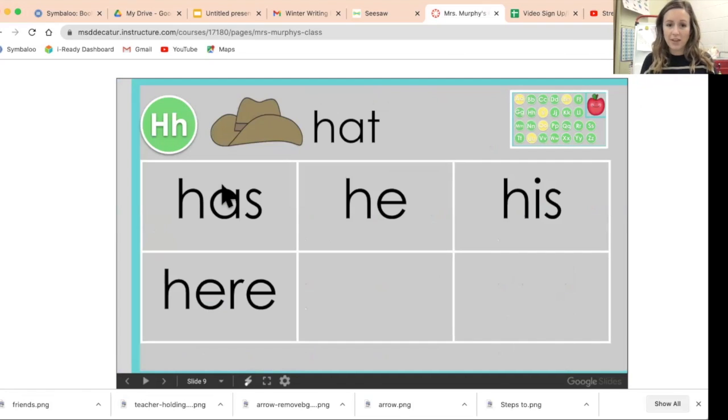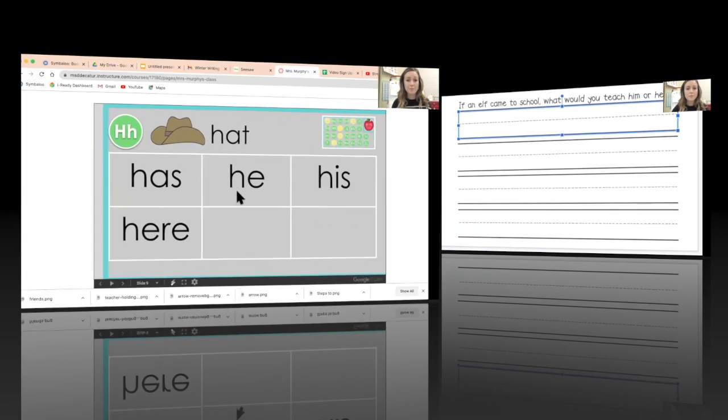This is the same thing that we do in our small groups. This doesn't look like he. There it is. That's our sight word he. Now that you found the word, you can write it. You don't need a grown-up to help you with this. You don't need your brothers or sisters. You just need your word wall.